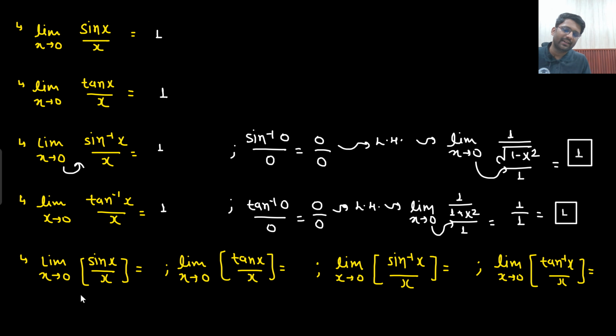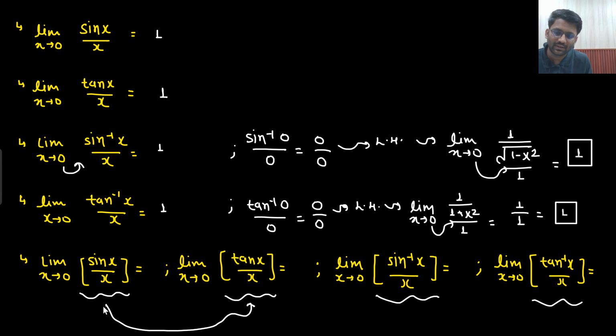But when there is a greatest integer function, what will be the answer then? If there is a greatest integer function, you will have to analyze, right? So analysis you will have to do. Our matter of concern is, let's talk about these two first. I am talking about sin x by x, tan x by x.